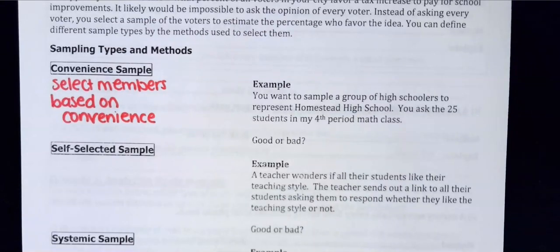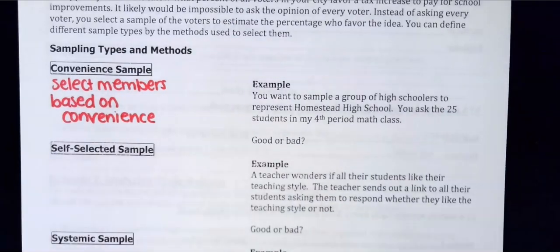So the example here says you want to sample a group of high schoolers to represent Homestead, and you ask the 25 people in your fourth period class. That's convenient for you because you're in the class, you can just ask everybody in there. But is that a good sample or not? We're going to talk about that in a minute. Convenience is basically just like there's not much effort going into the person asking the question. It's just what's easy for them.